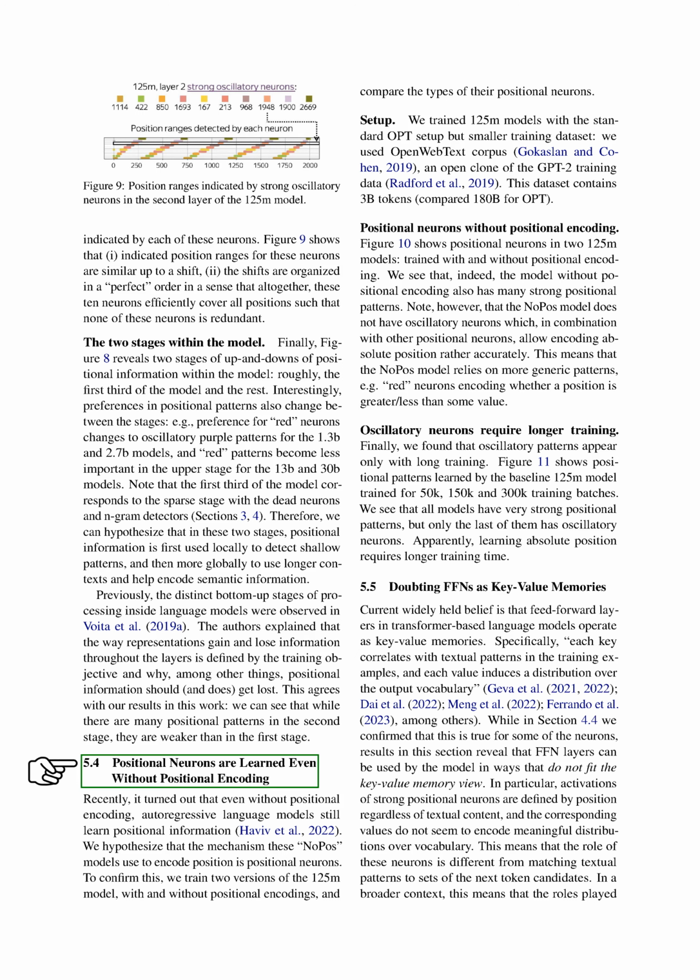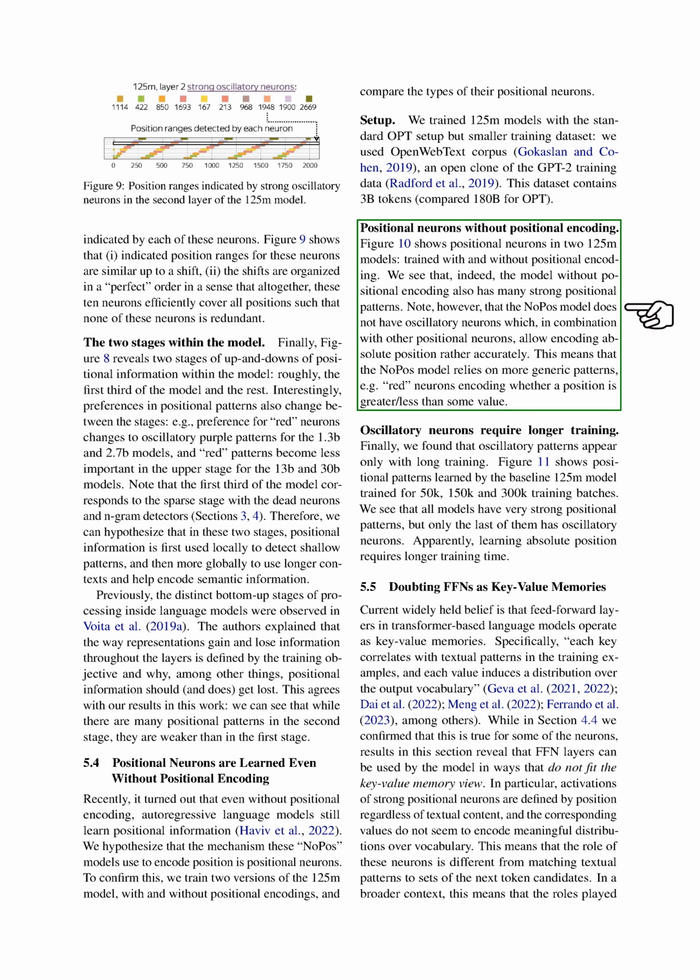Section 5.4 Positional neurons are learned even without positional encoding. We've discovered that autoregressive language models can learn positional information even without explicit positional encoding. We believe that these models, which we'll refer to as no-pos models, use what we call positional neurons to encode position. To test this, we trained two versions of a model with 125 million parameters, one with positional encodings and one without, and compared their positional neurons. We used a smaller training dataset from the Open Web Text Corpus, which is a freely available version of the GPT-2 training data. This dataset contains 3 billion tokens, compared to the 180 billion tokens used for the original model.